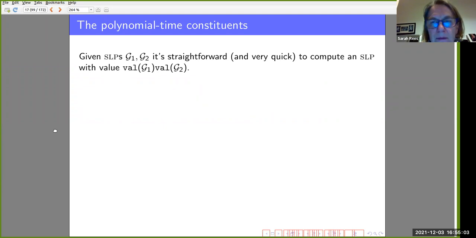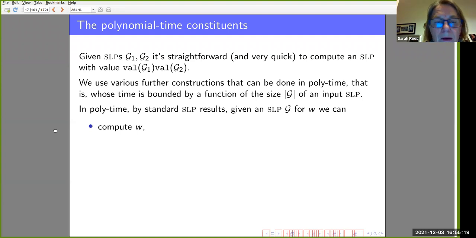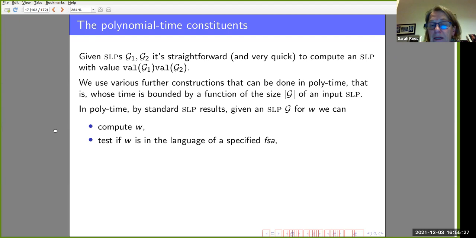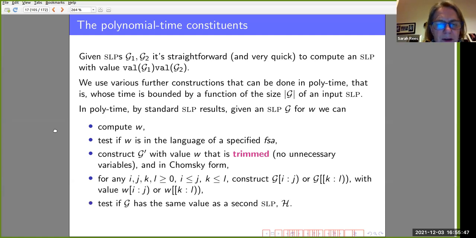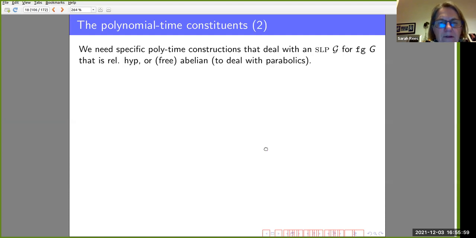So lots of things can be done in polynomial time using straight line programs. As Ilya already asked, he said, well, what about recognizing the empty word? And the point is that one of the things you can do in polynomial time, if you've got a straight line program for a word, is compute its output. You can test if its output is in the language of a particular finite state automaton, so you can recognize whether or not it's in the normal form that's defined by that. You can turn your straight line program into a well-behaved one that doesn't have any bad features and is in Chomsky normal form. You can compute subwords of it. I'm sure you can recognize the empty word, but I guess that's sort of included in one of these as a subcase, but I'm sure you can. Okay, so there are various things you can do.